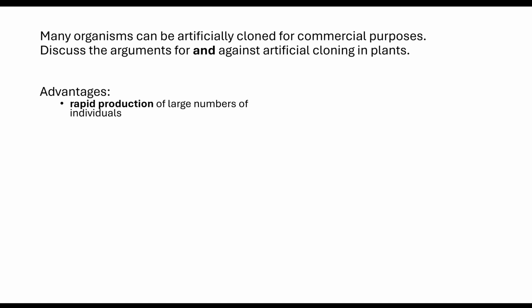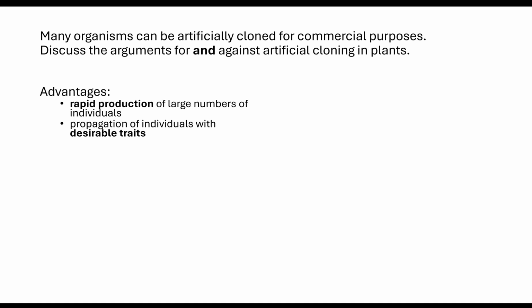So you need to think about some advantages. Now, obviously, the most important one is rapid production of large number of individuals. Now, if we're looking at this as a food source, that's really important because we can feed lots more people if we are doing micropropagation. We can obviously propagate individuals with desirable traits.